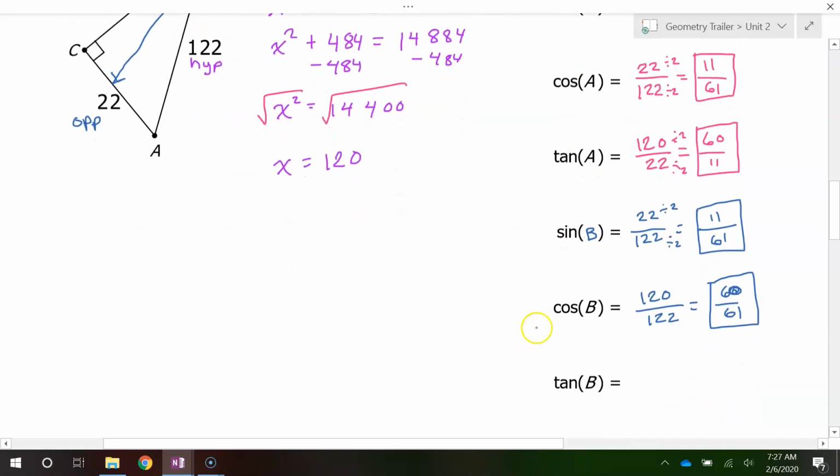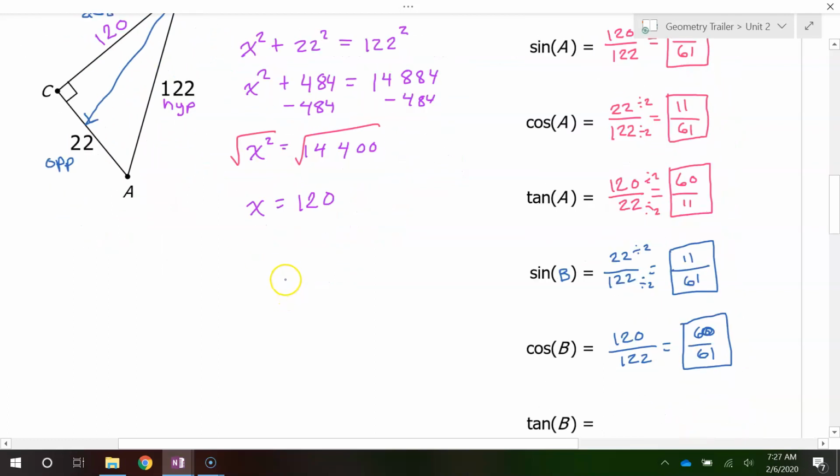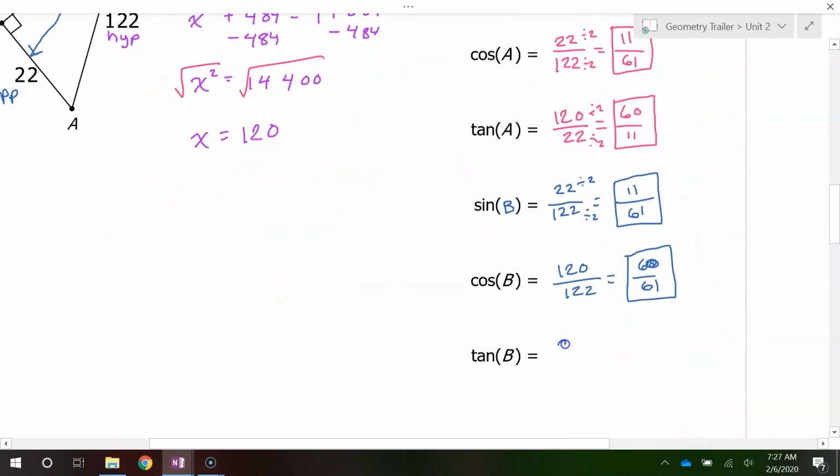Okay, and finally tangent of B. Of course, tangent is opposite over adjacent, so that's going to be 22 over 120. If I divide both of these by 2, I'm going to get 11 over 60.